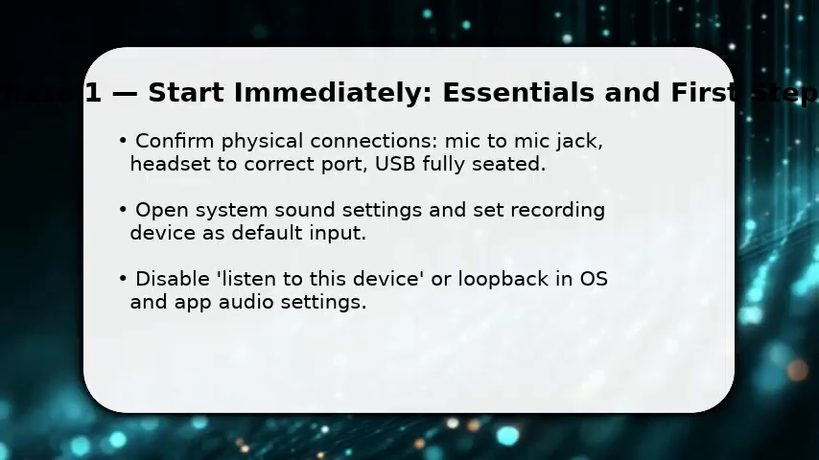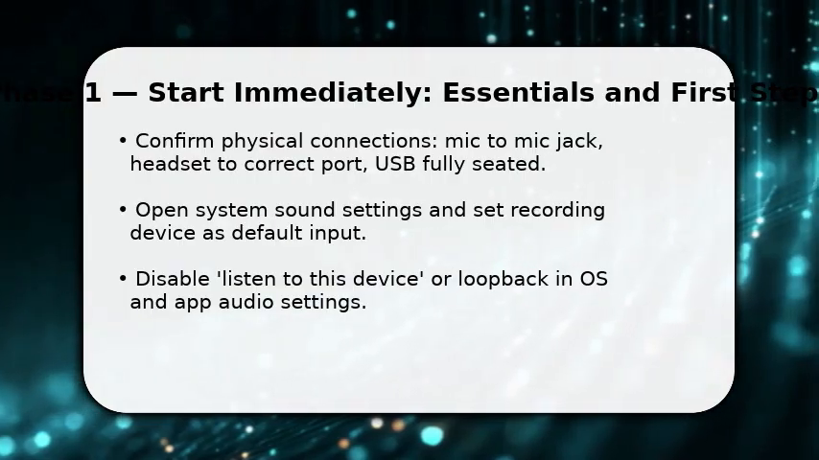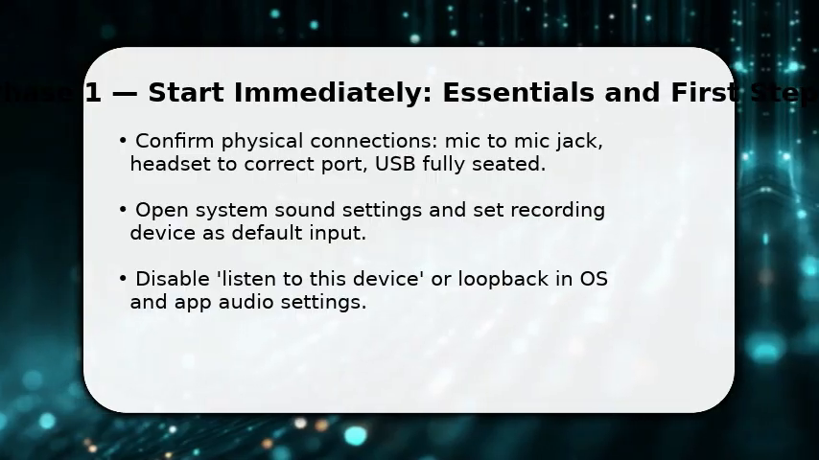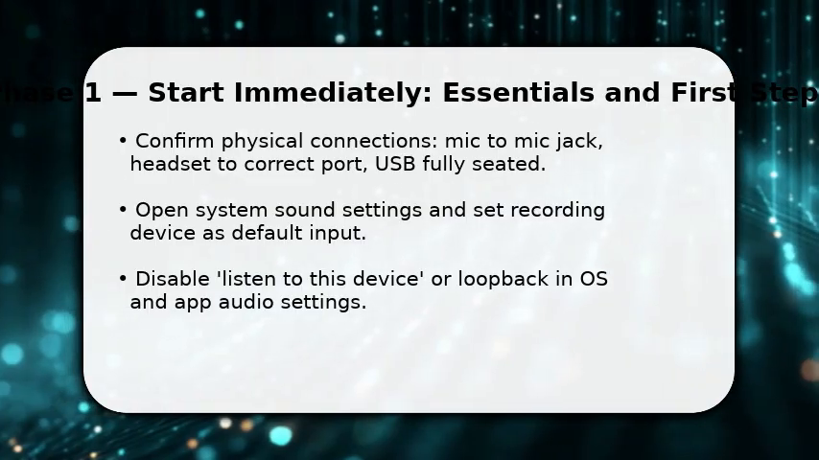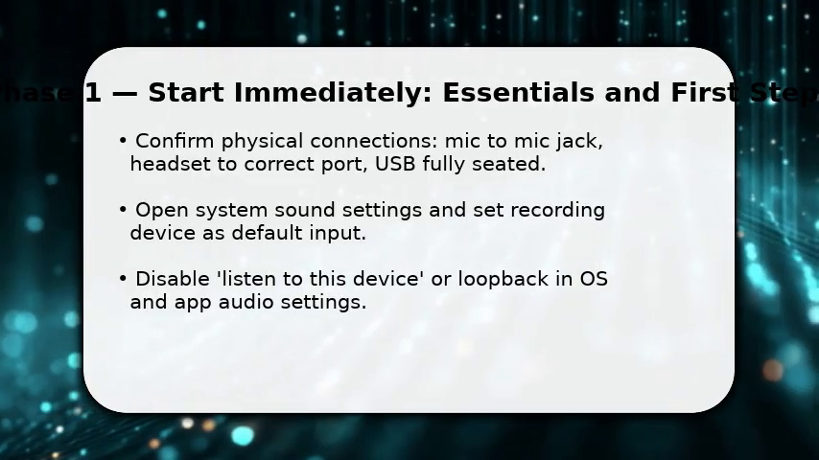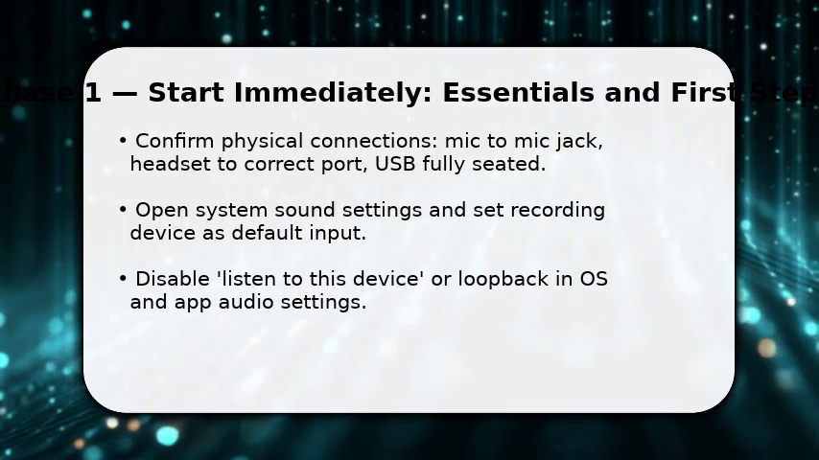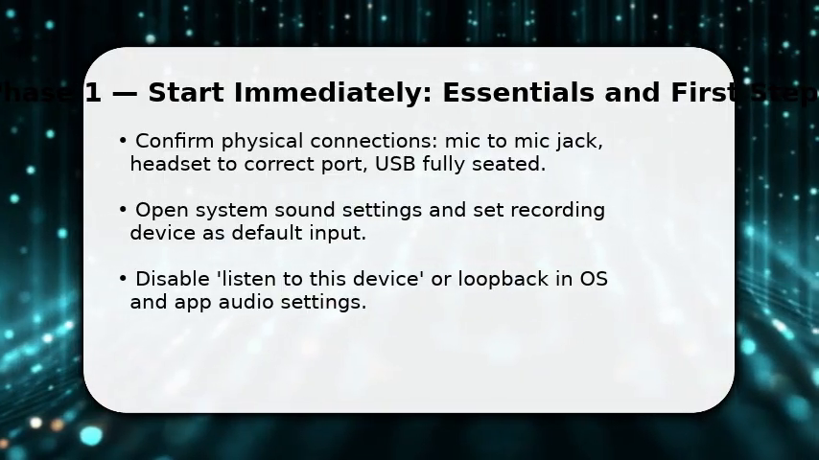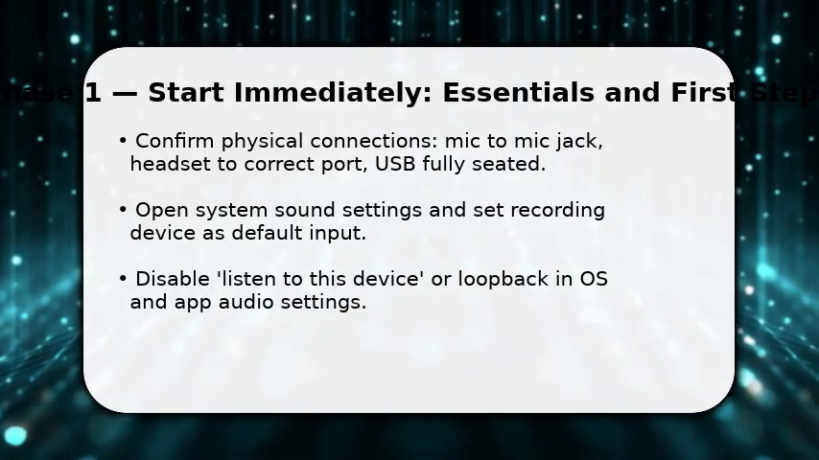Enjoy the video. You start by verifying the essentials now. Check that the mic is in the mic jack or USB port, and that speakers/headset aren't plugged into the mic input. Once done, open your system sound settings and set the correct recording device as the default input. Make sure to turn off any listen to this device or loopback options in the OS and the application. Doing this prevents your output from being rerouted back into the mic, which is often the root cause.